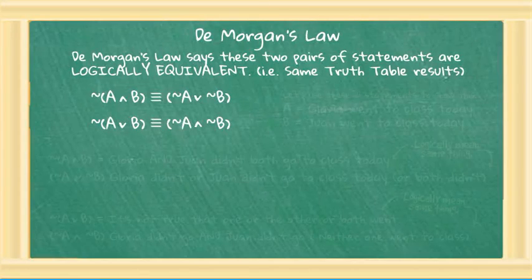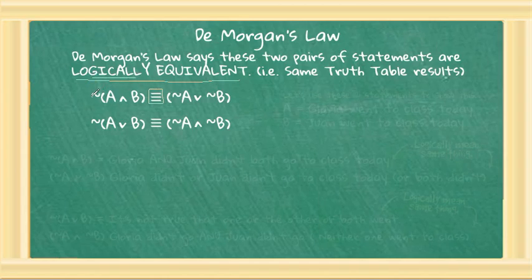Okay, let's talk about something called DeMorgan's law, as we just finished describing what logically equivalent statements are, meaning they have the same truth table result. And DeMorgan's law is going to show that these are logically equivalent. And notice, here's our new symbol now for being logically equivalent. It looks kind of like an equal sign, but it's got 3 horizontal bars instead of 2. And that's our symbol now for logically equivalent.